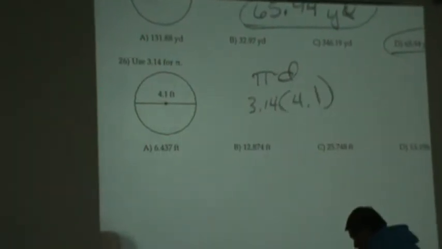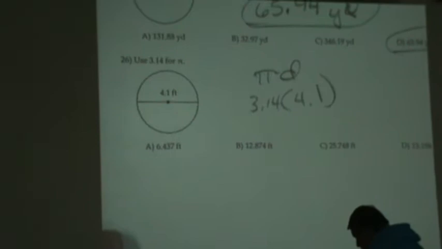Okay, we know the diameter again, so we're doing pi times the diameter. 3.14 times 4.1 is 12.874 feet.